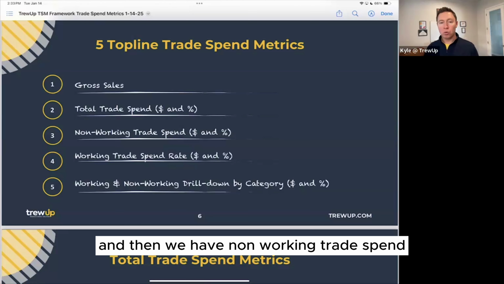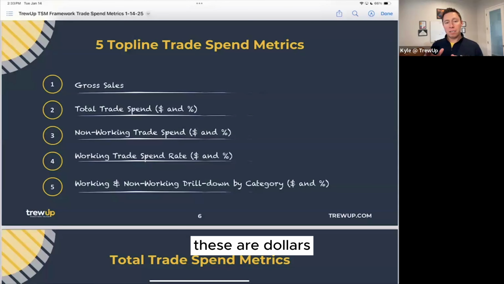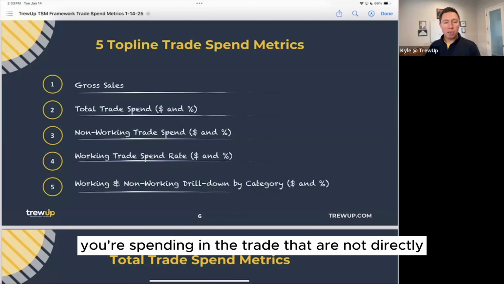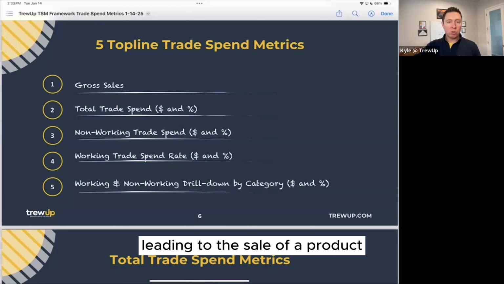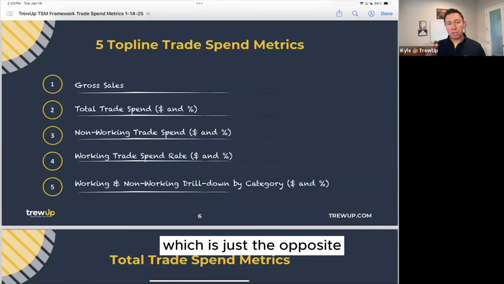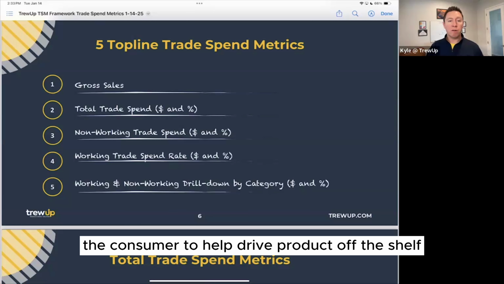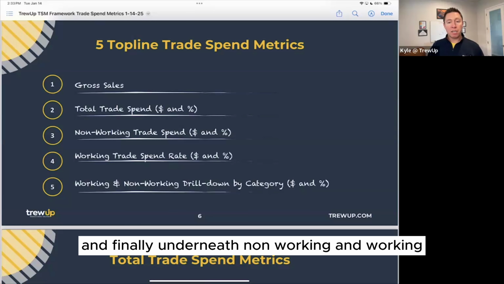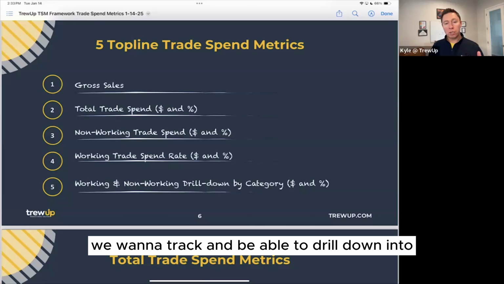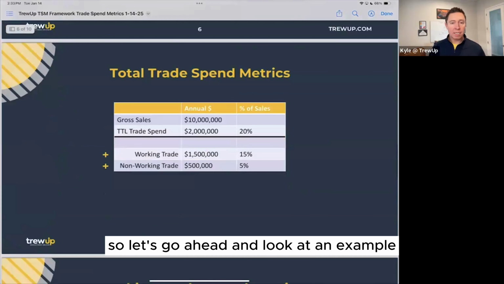And then we have non-working trade spend. So, really simply put, these are dollars you're spending in the trade that are not directly leading to the sale of a product. So you want to track the dollars and the percentage. And then we have working trade, which is just the opposite. These dollars are going directly to the consumer to help drive product off the shelf. And finally, underneath non-working and working, we want to track and be able to drill down into the categories that make up each one of those sections. So let's go ahead and look at an example.